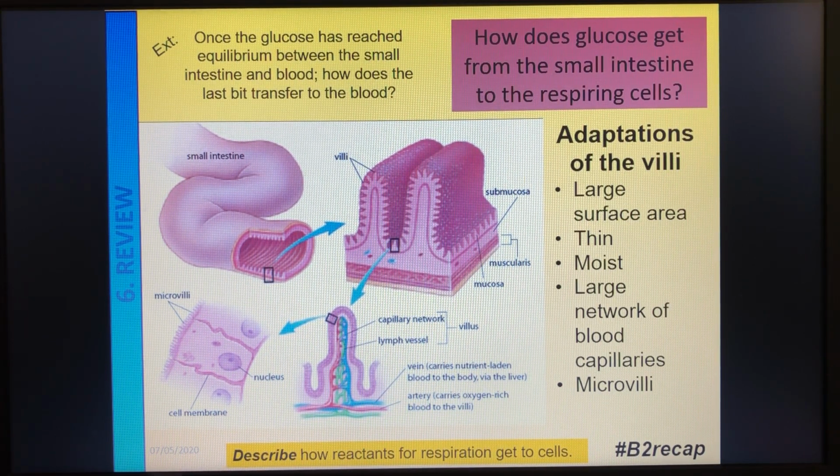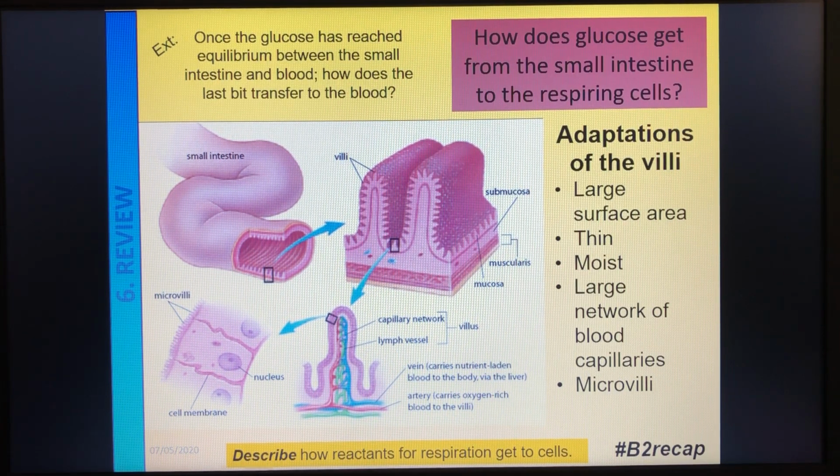Okay, so diffusion goes from high concentration to low, but once enough glucose has gone into the blood, they get to the same level. We call that equilibrium. How does the last bit transfer to the blood? So let's think about our movement of molecules from B1. We know that it starts off with diffusion. We know it can't be osmosis because that is the movement of water and we're moving glucose.